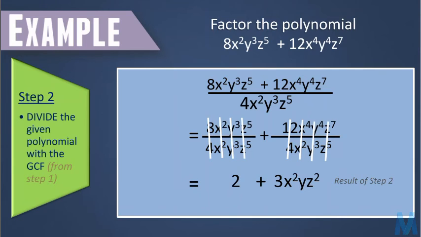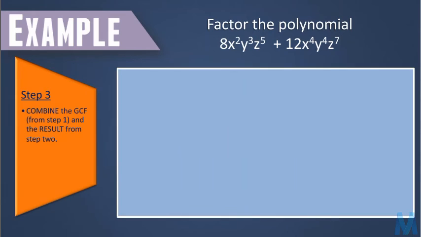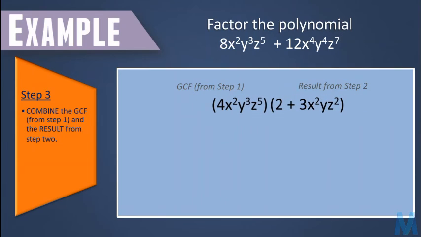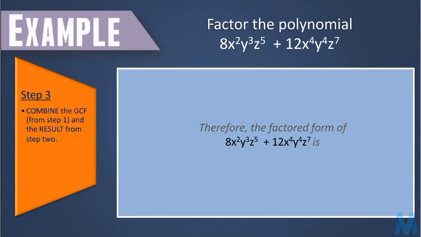Then as for step 3, we're going to combine the GCF from step 1 and the result from step 2. Ayan. Okay, so therefore the factored form of 8x squared y cubed z to the 5th plus 12x to the 4th y to the 4th z to the 7th is this one. Okay, so 4x squared y cubed z to the 5th times the quantity 2 plus 3x squared y z squared.